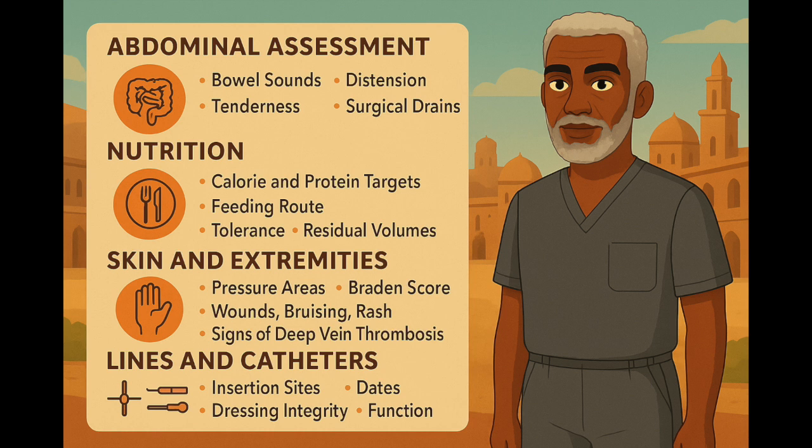The examination of the skin and extremities includes checking for pressure areas, wounds, bruising, or rashes, and assessing for signs of deep vein thrombosis. The Braden score is used daily to evaluate the risk of pressure injury. Finally, we inspect all lines, catheters, drains, and tubes, confirming insertion sites, dates, dressing integrity, and function, because these devices pose both life-saving benefits and infection risks.